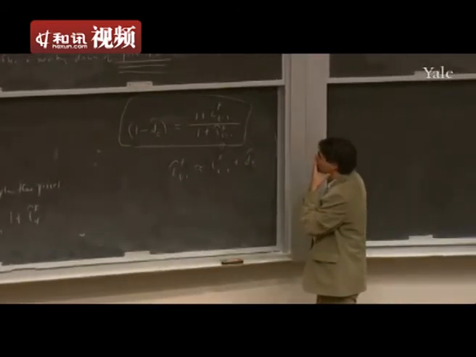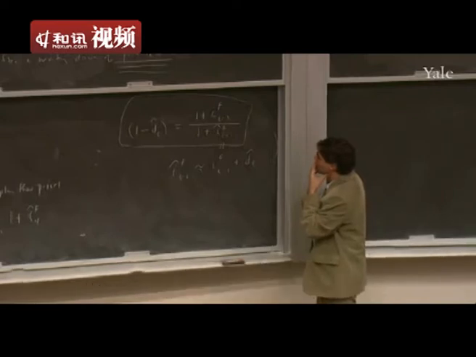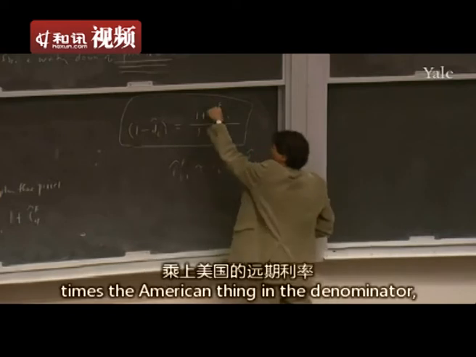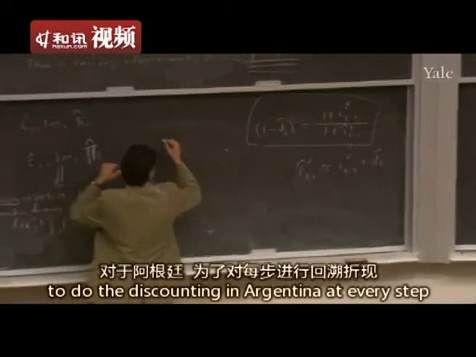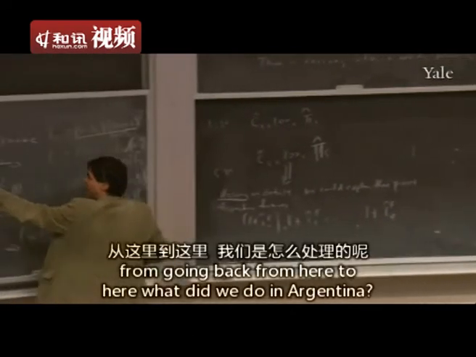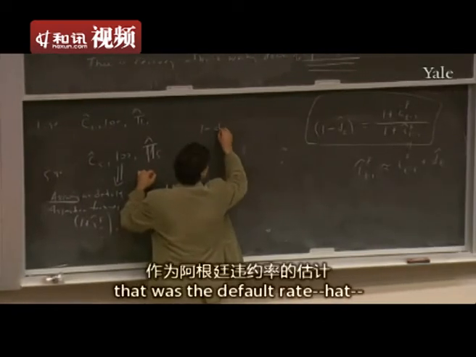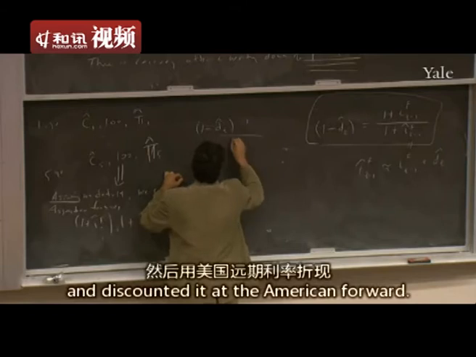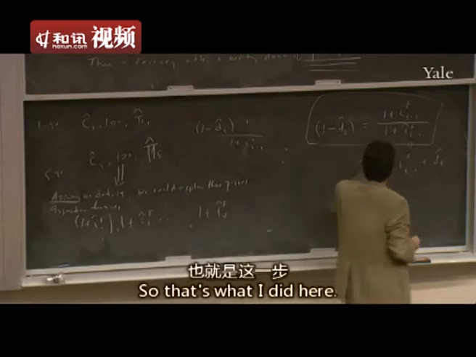Yeah, exactly. So if you write 1 minus d times the American thing in the denominator, as I said, to do the discounting in Argentina at every step, going back from here to here, what did we do in Argentina? We simply took 1 minus d, that was the default rate, d hat, in Argentina, and discounted it at the American forward. Okay, so that's what I did here.